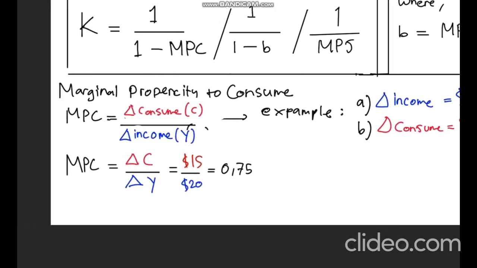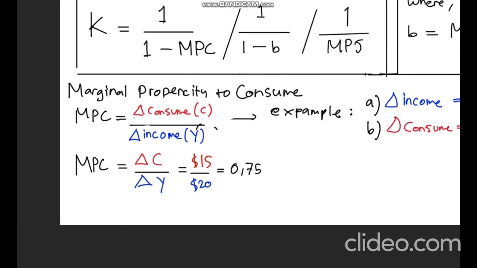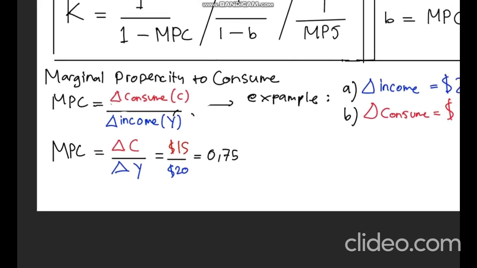If we put the analogy into the formula, delta C divided by delta Y equals $15,000 divided by $20,000, which equals 0.75. So the propensity to consume my income is about 0.75. Now we are going to move on to MPS.